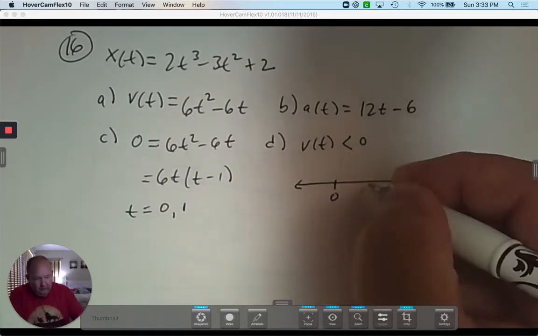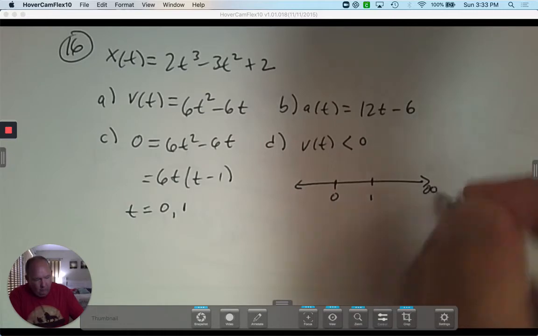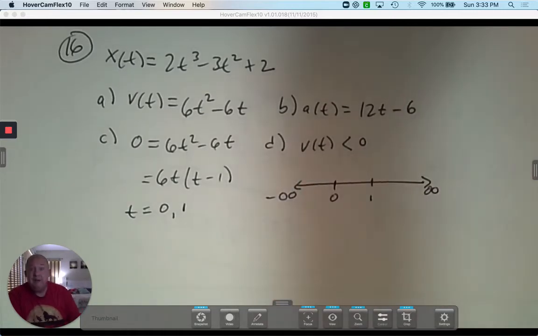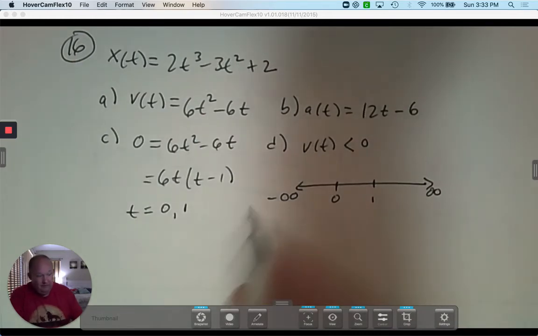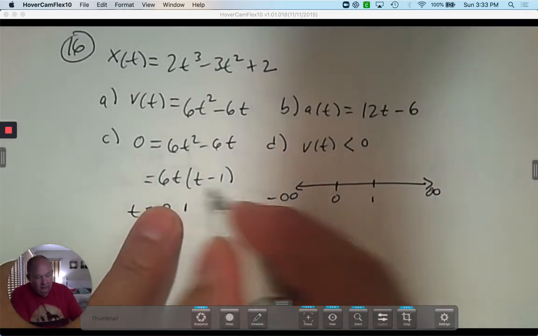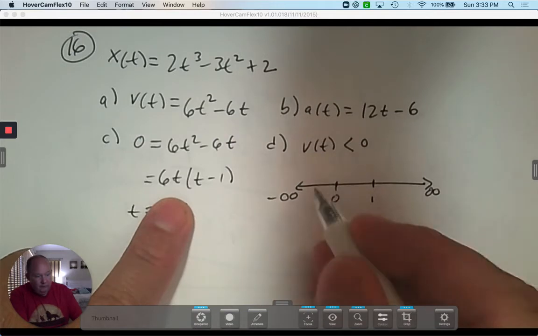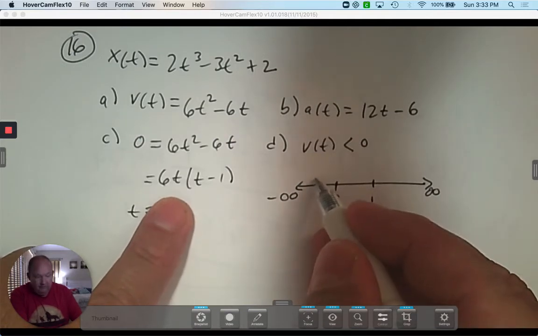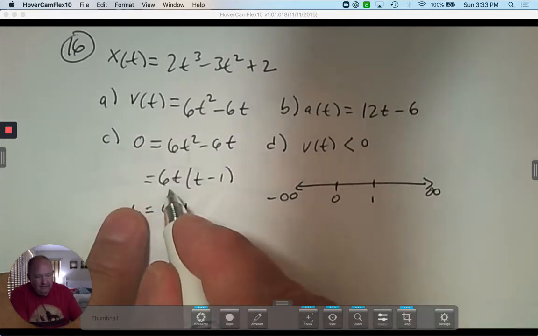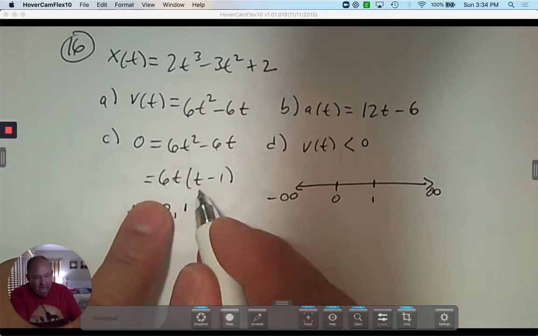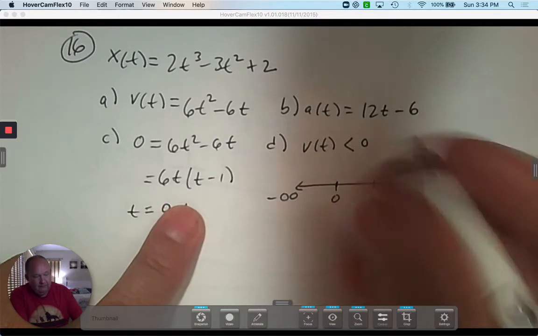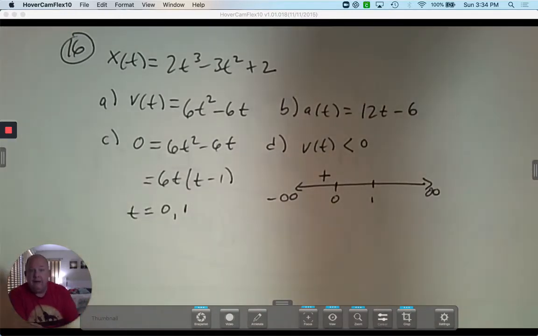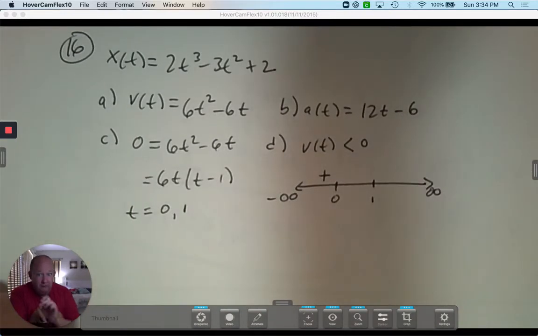So we just found out that 0 and 1 is when it's at rest. So we have 3 intervals to test into the velocity. And I can do right here into the factored form because it'll be easier. So if I plug in any negative number, negative 1, a negative times 6, that's a negative, and then a negative subtract 1 is still negative, so it's a negative times a negative. All I care about is the sign, if we can follow that numerically. So it's a positive sign.